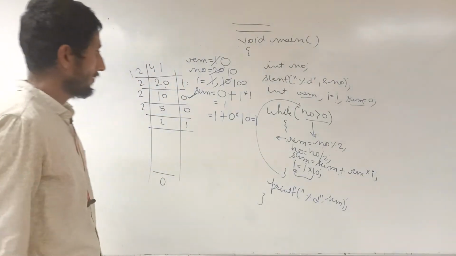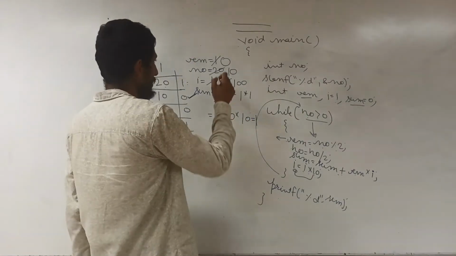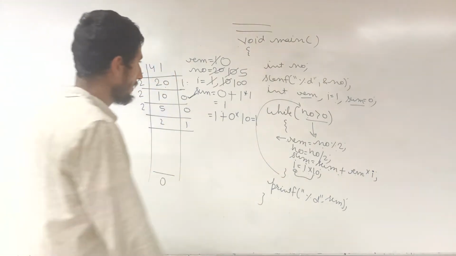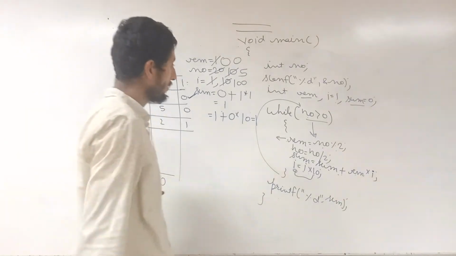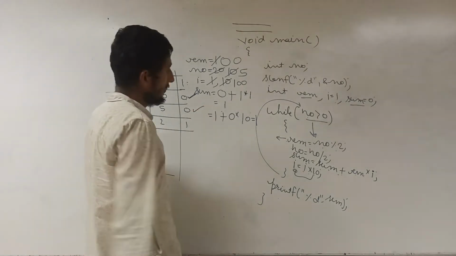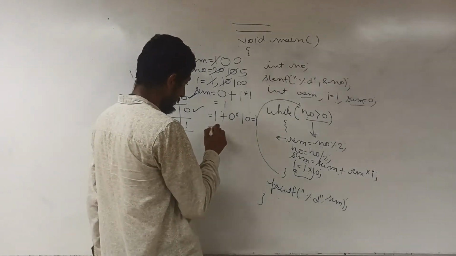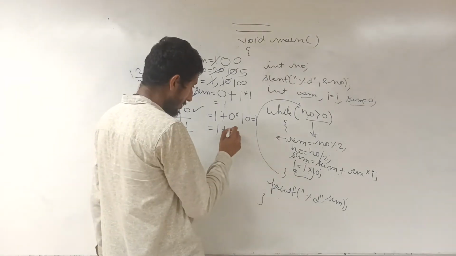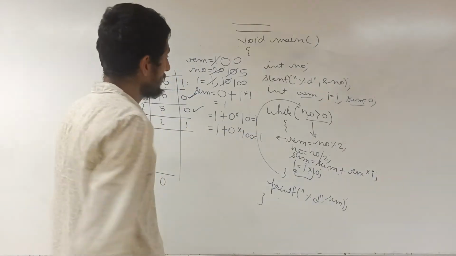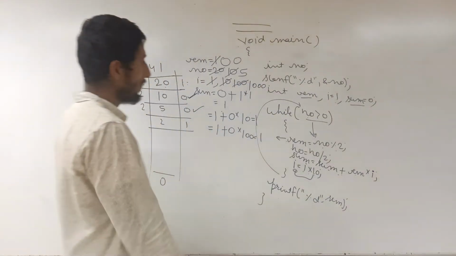Then come to the loop. Number greater than 0, condition true. This time the number becomes 5, and remainder becomes 0. Then execute the third statement: sum equals sum plus remainder times I. Sum is 1 plus remainder 0 times 100, so the sum remains 1. And the value of I becomes 1000.